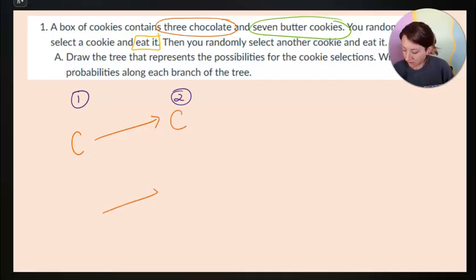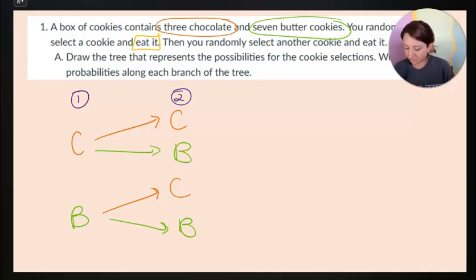So, and then I'm gonna do cookie, butter cookie, butter cookie, butter cookie. Okay, and I'll write the probabilities underneath. So if you remember the chocolate cookies, we said this probability is 3 out of 10. Butter cookies, this probability was 7 out of 10. We talked about how the probability that we get a chocolate on the second is now 2 out of 9 because that's given we've eaten the first one.